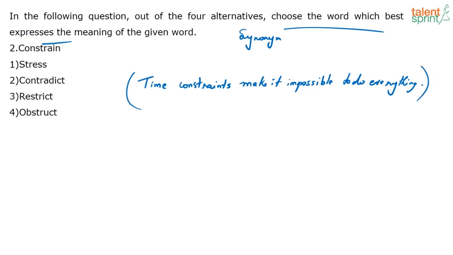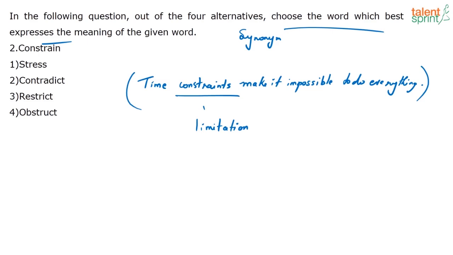Look at this example sentence that I've given. Time constraints make it impossible to do everything. So in this context, what do you think constraints means? Some sort of a limitation, right? Because there's not enough time, there is limited time, I'm not able to accomplish everything within that given limited time, right? So which means if you look at the options, stress is not the synonym for that.